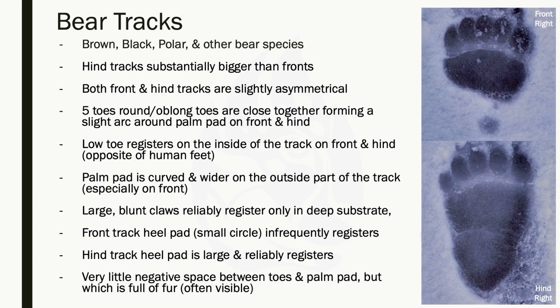And then finally, bears have very little negative space between the toes and the palm pad. So there's that arc, but when you notice it, you'll oftentimes see in the right substrate, like mud, that hair registers. So even though it's small, you'll see that it's full of hair. And if you look closely, you can see that. And again, it's a really key feature to help recognize and reliably identify bear tracks.